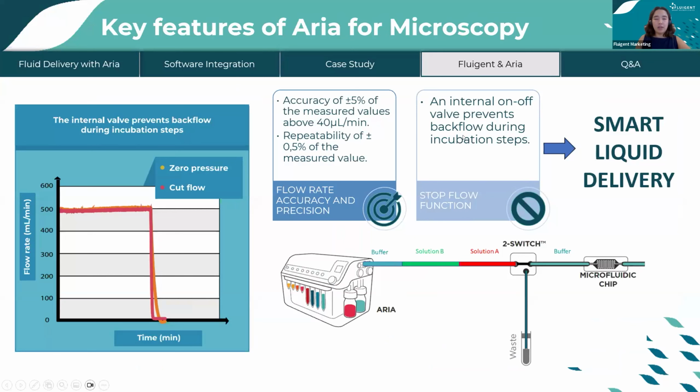And here you can see, as I mentioned, we have an internal on-off valve that prevents the backflow during the incubation time. So when the pressure and the flow drops, it's almost instantaneous. So we'll have no backflow, which is an advantage of a smart delivery system, which means the internal volume varies depending on the area that you're using.